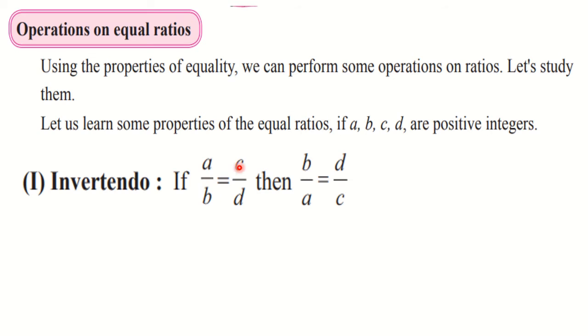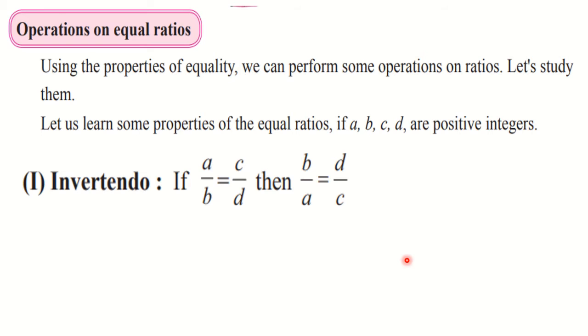If a upon b is equal to c upon d. See, these are 2 equal ratios. So it is told that operations on equal ratios. We are always thinking about equal ratios. So if a upon b is equal to c upon d, then we can write b upon a is equal to d upon c. They are inverted. Both the ratios are inverted. So the property is called as what? Invertendo. See, the denominators are written in numerator and numerators are written in denominator. So they are inverted. So the property is called as invertendo. If a upon b is equal to c upon d, then b upon a is equal to d upon c.